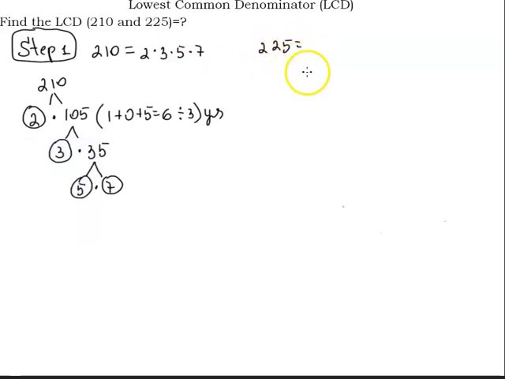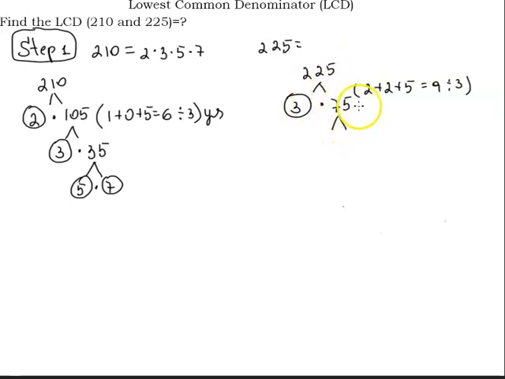225. Is it divisible by 2? No, it's not an even number. Is it divisible by 3? Yes. Remember how we check: 2 plus 2 plus 5? It's 9. So 9 is divisible by 3, so the whole number 225 is divisible by 3, so let's divide by 3. 225 divided by 3 is 75.